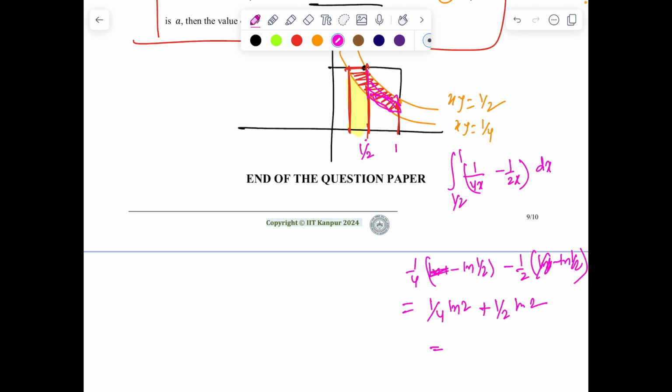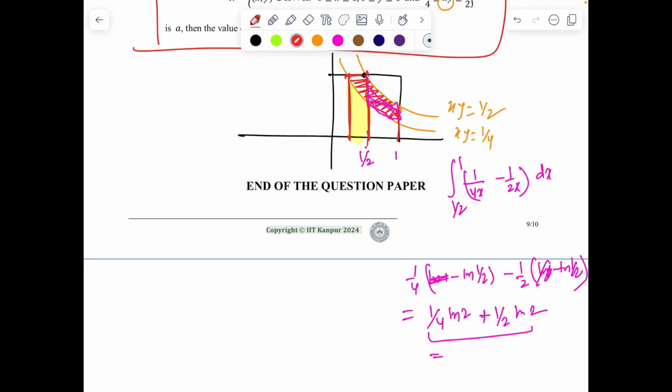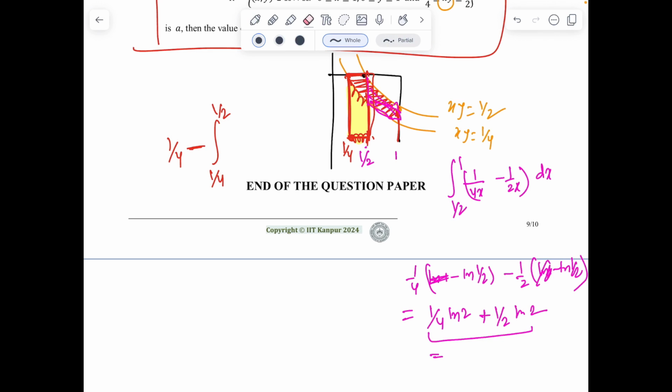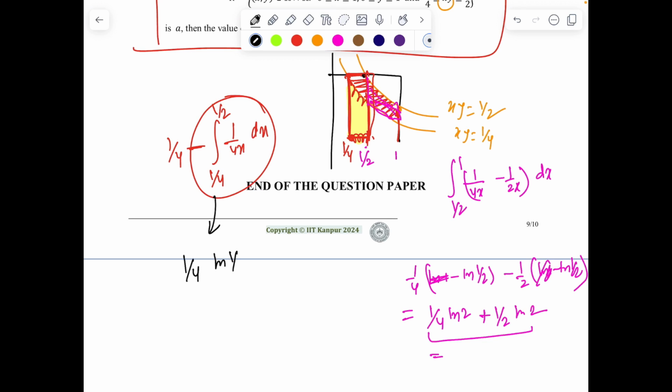So we have upper area as 1 by 4x, lower area. Okay, so we have 1 by 4 ln 2 plus 1 by 2 ln 2. Okay, let's come to this region. So this region we have half and 1 by 4, so that is 1 by 4. So it's 1 by 4 minus, this second curve was lower curve, so integral 1 by 4 to 1 by 2 of ln 1 by 4x, right? 1 by 4x dx.